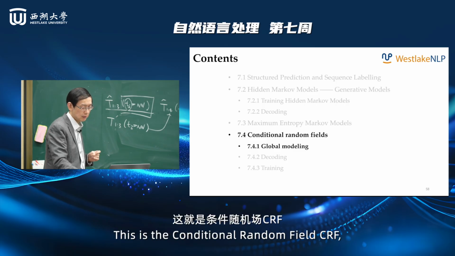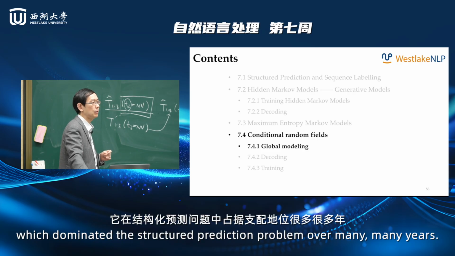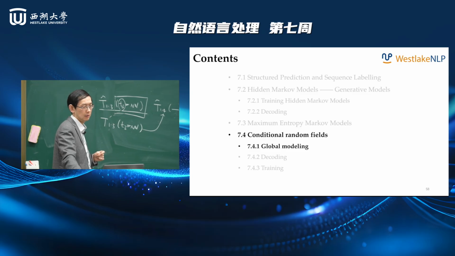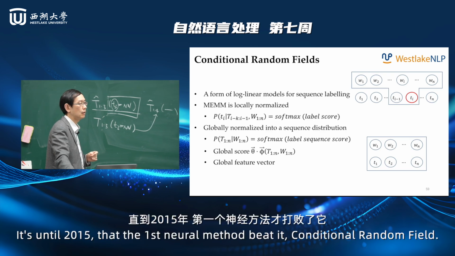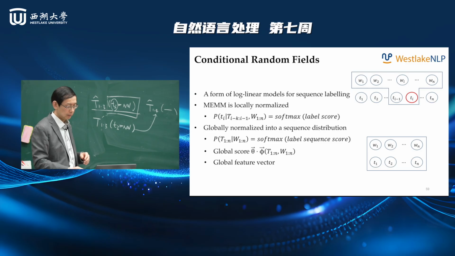This is the conditional random field, CRF, which dominated the structured prediction problem over many, many, many years, okay? It's not until 2015 that the first neural method beat the conditional random field.